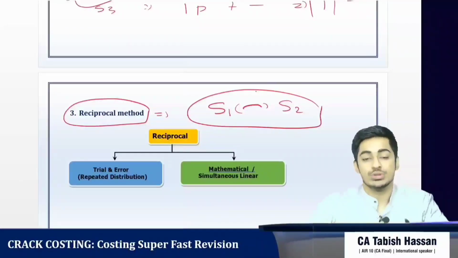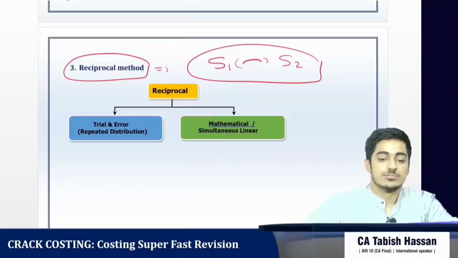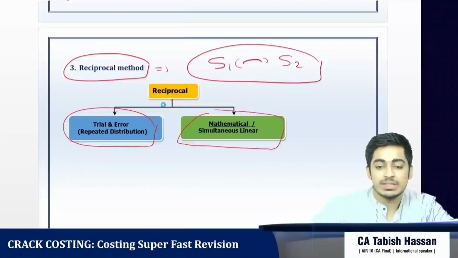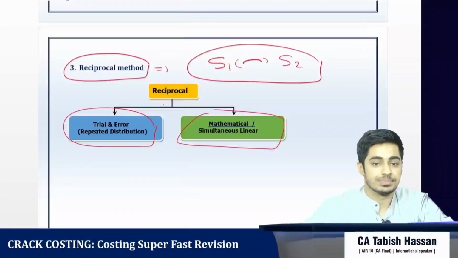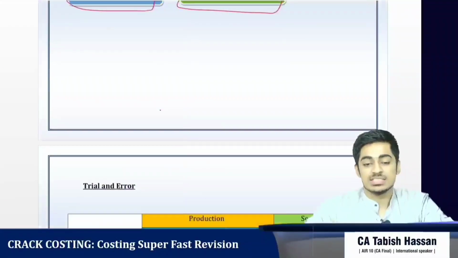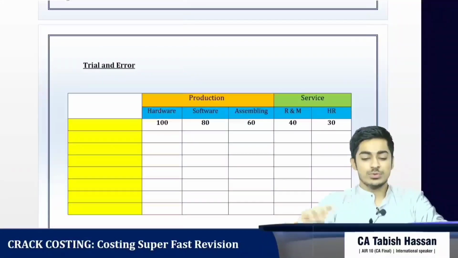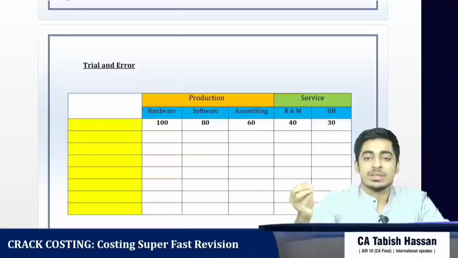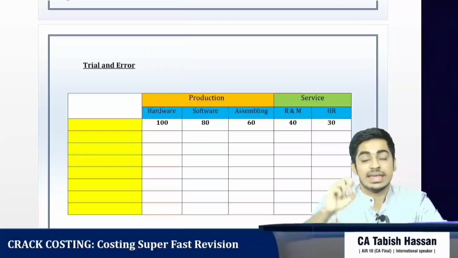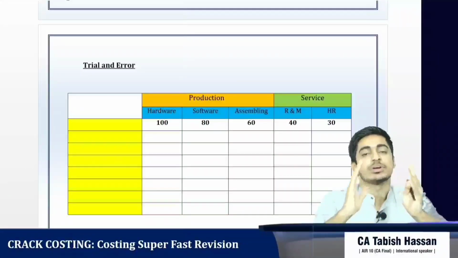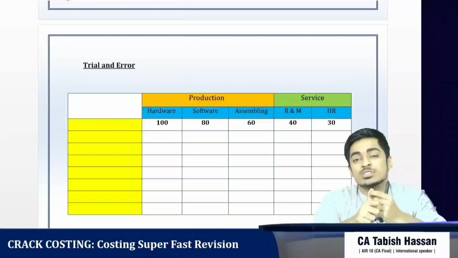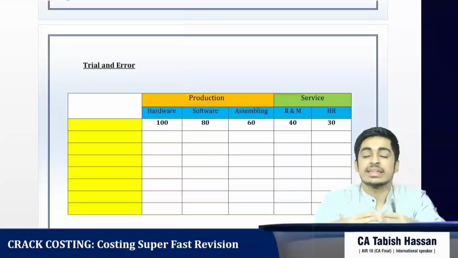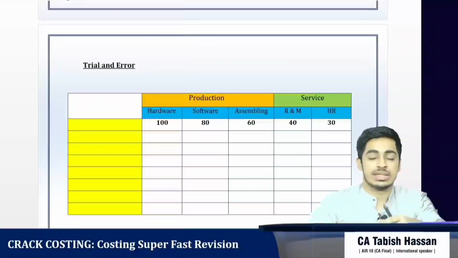So now what do we do? We've got two methods. First is the trial and error or repeated distribution. Next is the mathematical method or simultaneous linear equation. We get the same answer by following both the methods. What do we do in trial and error? We go on distributing the overhead till the time it comes to a very nominal amount. And at the end, we get only overheads at the production department. In exam, if they have not specified how many cycles to do, do it for 3 cycles. And then at the end, distribute the entire overheads directly to the production department.